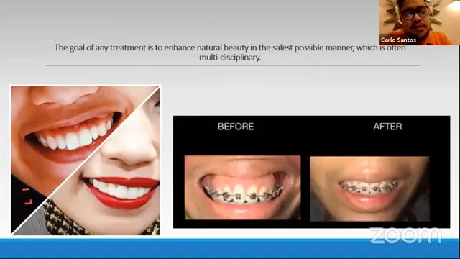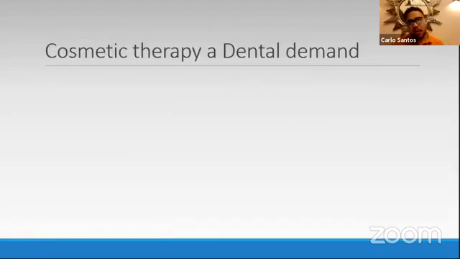So basically, this type of surgery is your surgery before aesthetic dentistry. Before you put your veneers, as general dentists, we do veneers, bridges, and we fix the color, the shape, the sizes. So these procedures are the surgery before the aesthetic part of dentistry. Okay, so cosmetic therapy as a dental demand.